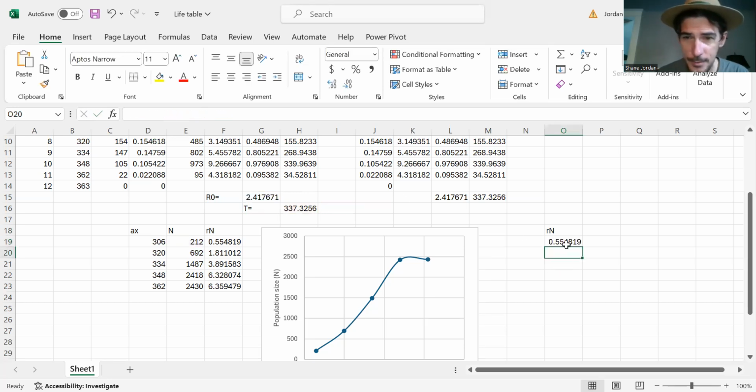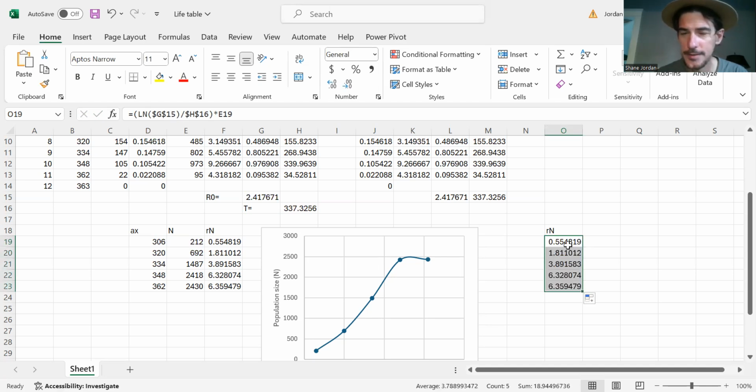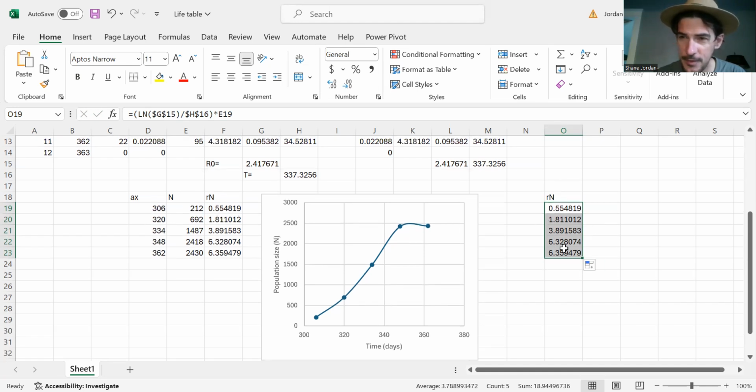And so now I should be able to drag down, and lo and behold, I will have the product of intrinsic rate of population increase and population size for each of the age classes I'm interested in. And these calculations we made really corroborate well with what we see in the plot. Population size is increasing a little bit at first and a lot more later on, and then again leveling off toward the end of the period of time that we're looking at.